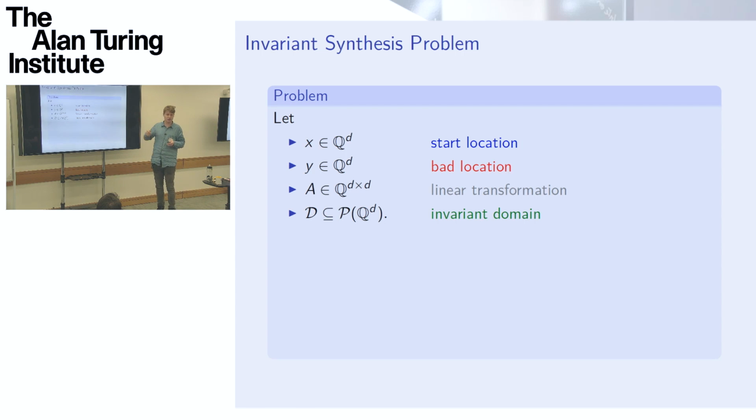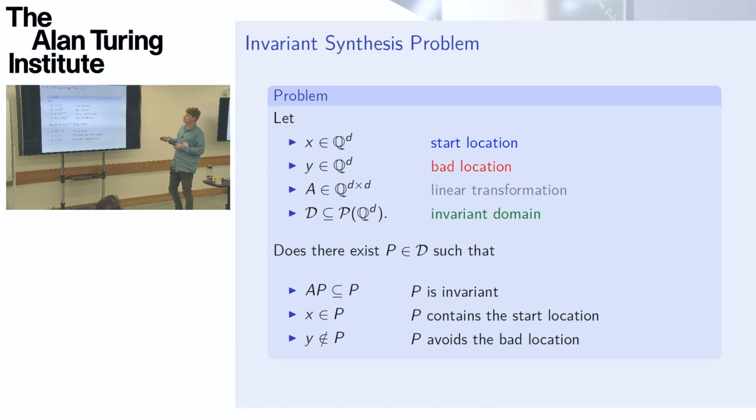So we're given a start location, a starting vector, and a bad location that we want to avoid. This is back to the formalism that we had at the beginning, and a linear transformation. And then what I call an invariant domain. This is the type of invariant that you would like to synthesize. For instance, this could be circles or polyhedrons. So this is a set of sets. That's a type of invariant.